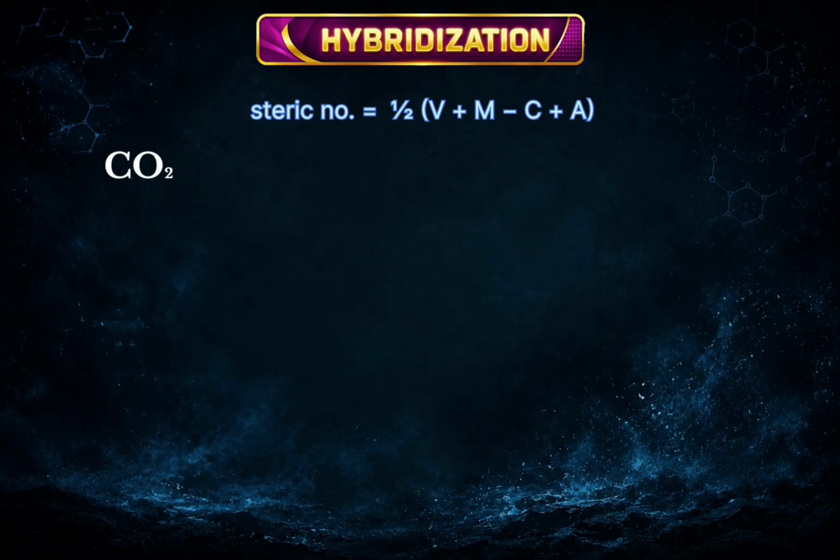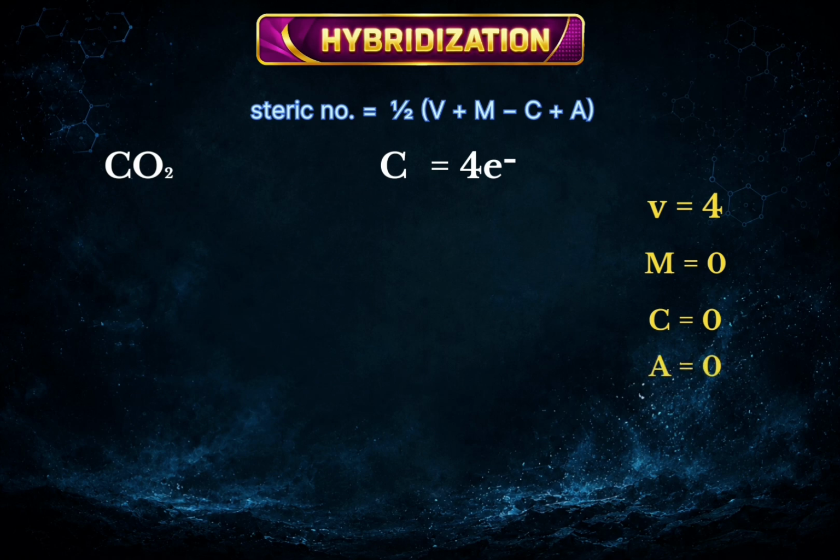Carbon dioxide, CO₂. The central atom is carbon. Carbon has 4 valence electrons, so V equals 4. There are no monovalent atoms attached to carbon. Oxygen is not a monovalent atom. Oxygen is a divalent atom because it usually forms 2 bonds. So M equals 0. There is no positive charge, so C equals 0. There is no negative charge, so A equals 0.